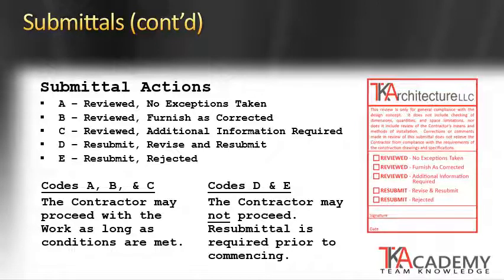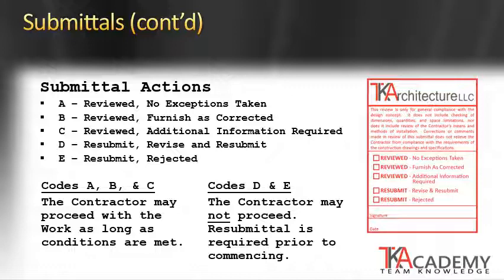D is resubmit, revise and resubmit. So the specific product, system, or material is generally acceptable, but the submittal is just missing information, not complete, not what was specified, or so on. So this is basically sending it back and saying, clean this up, complete it, and resubmit it. We'll review it then.